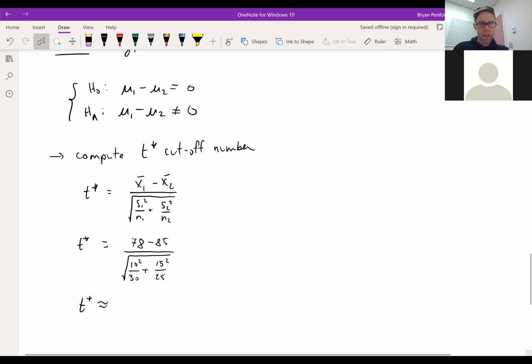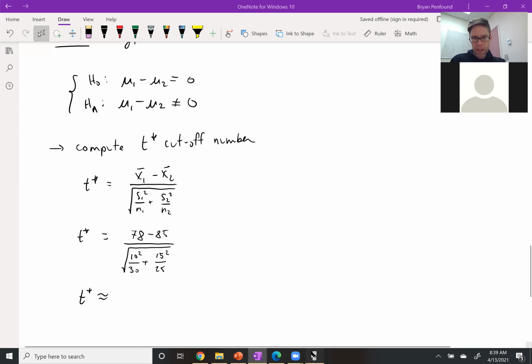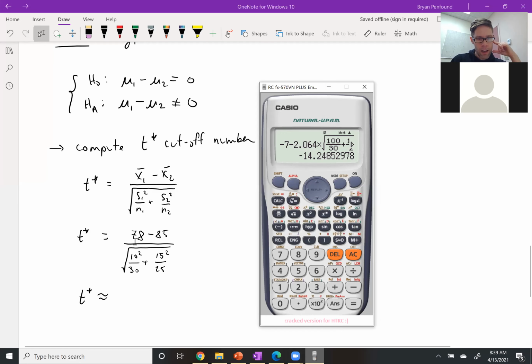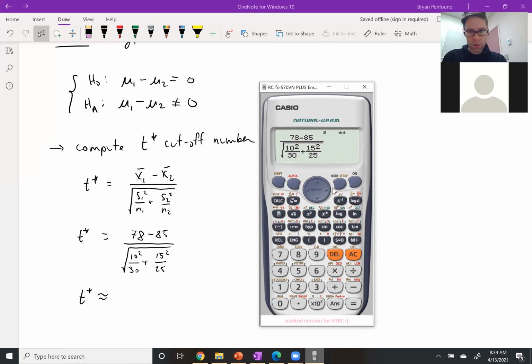So I'm going to go ahead, I'm just going to share my screen and pull up the calculator so that we can input this awful fraction in place. So let's see, 78 minus 85 and into the denominator, we have 10 squared over 30 and 15 squared over 25. Okay, this is nice. It fits on one screen. I can see that it's all programmed in correctly. Let's throw down an equals, and it's going to give me this.